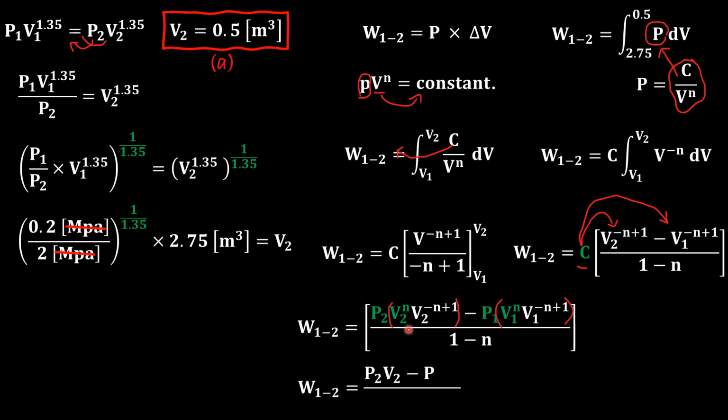So now we can rewrite this as p2 v2 minus p1 v1 divided by 1 minus n. So this is the general expression that we can use to find any polytropic index. And the polytropic index that is given to us in this problem is 1.35. So work from 1 to 2, this is the expression that we found.